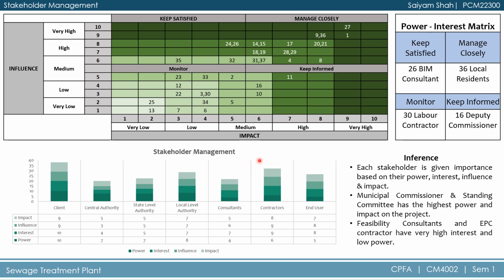The below graph shows the relationship between impact, influence, interest and power for each group of stakeholders, which is client, central authority, state authority, consultant, contractor and end users. Municipal commissioner and standing committee have the highest power and impact on the project, but the feasibility consultant and EPC contractor have very high interest but with some low power. They are working for that project.